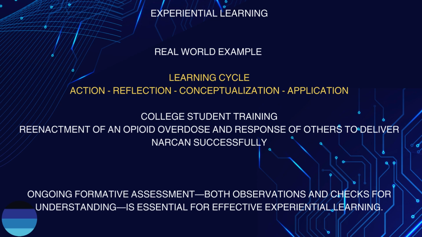And we found that to be a very experiential type of training. And we had to assess and interview each of the student actors afterwards to see what were the pros and cons, kind of like a verbal interview assessment afterwards. And then finally, with experiential learning, it's a formative ongoing assessment where both observations and checks for understanding are essential for effective experiential learning. And we found from producing this video that it was an excellent real world example of experiential learning where college age students, young adult learners, could experience the effects of a potential opioid overdose and how to successfully provide a solution. Thank you for listening.